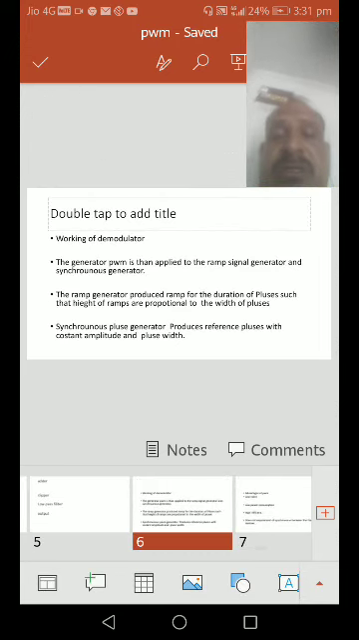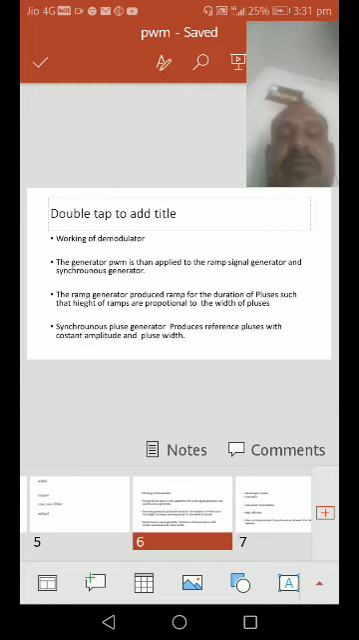Then we go to the working of the demodulator. The pulse width modulated signal is applied to the ramp signal generator and the synchronous generator. The ramp signal is linearly increasing in amplitude for the duration of each pulse, such that the height of the ramp is directly proportional to the width. According to the width, the amplitude varies.